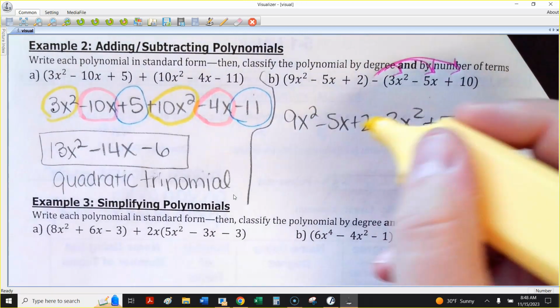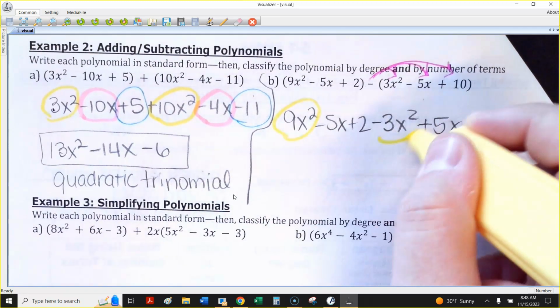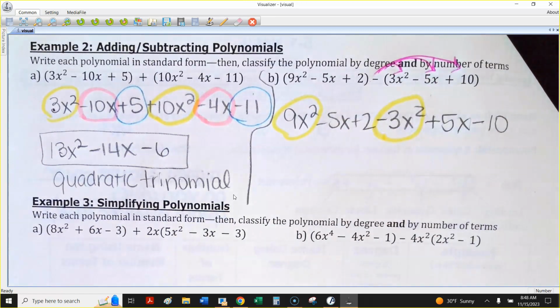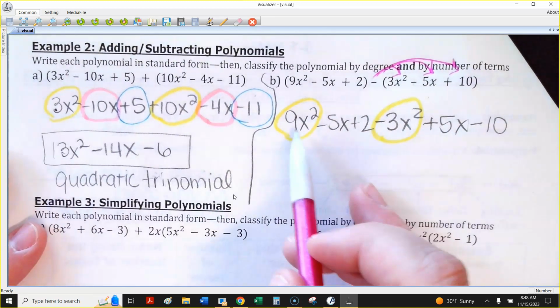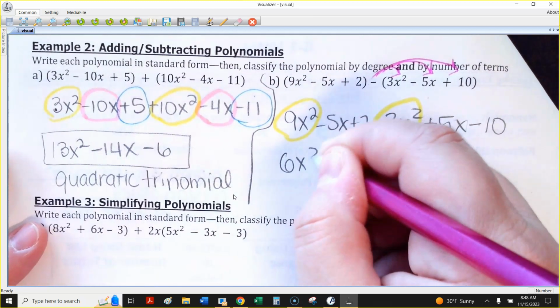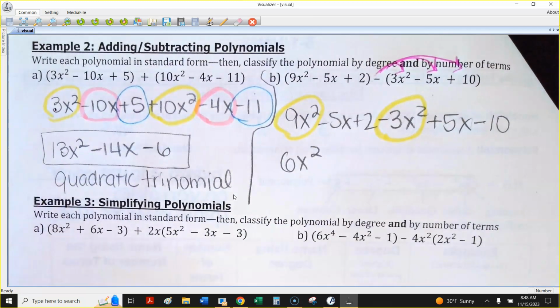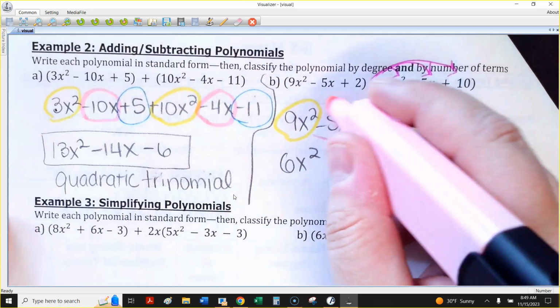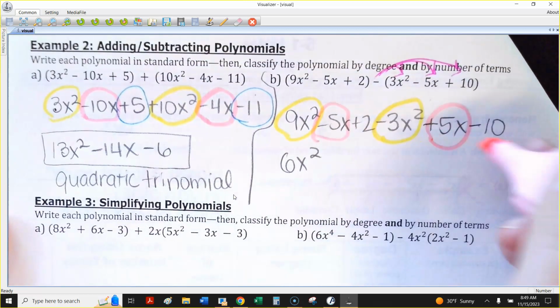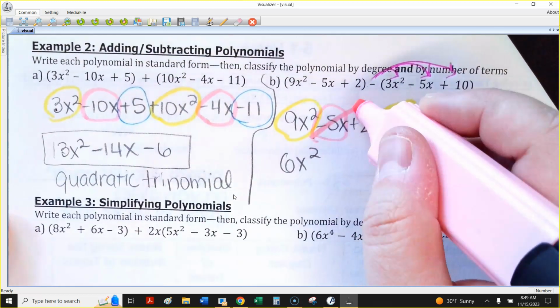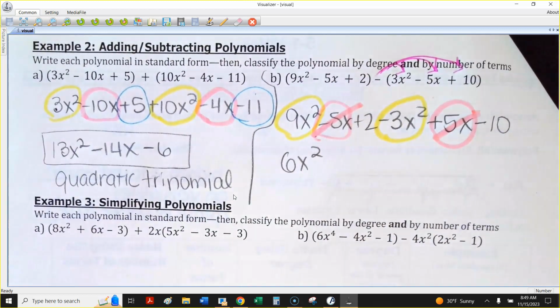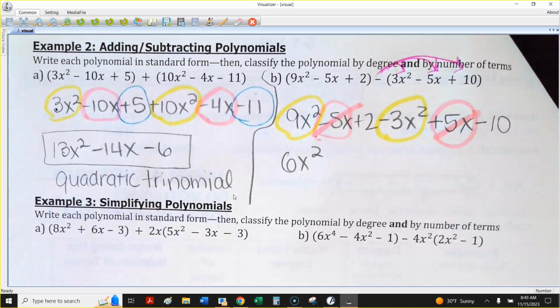All right, so my x squared is the highest power I see. I've got two different terms. Just take the numbers in front, add them or subtract them. I'm going to subtract in this case. 9 minus 3 gives me 6x squared. Then any plain x's. And this one's a little bit weird. I have a -5x, but then down the line I have positive 5x. So those would actually cancel each other out. They would add up to 0. So we won't have a linear term here.